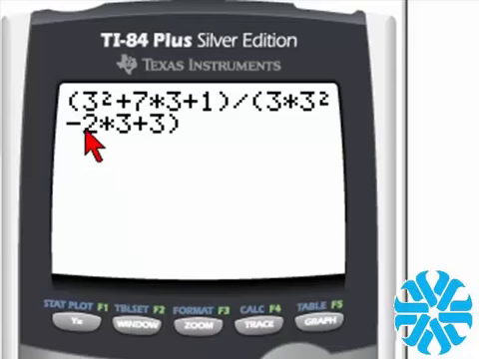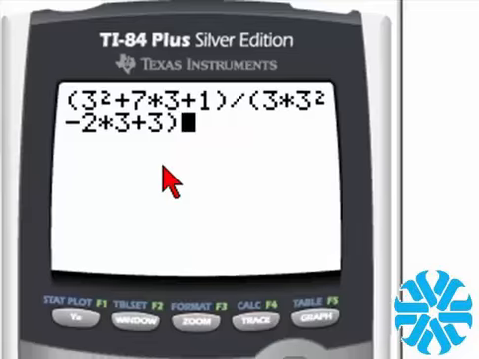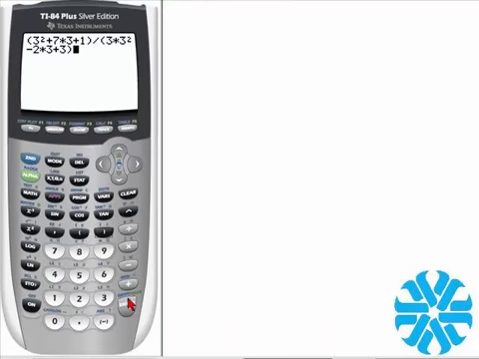So you want to make sure that when you are evaluating rational functions or rational expressions that you put parentheses around the numerator and parentheses around the denominator. You must do that because order of operations holds true for this calculator, and if you don't do that, you're going to get the incorrect answer. Okay? So let's go ahead and hit enter, and there is our answer.